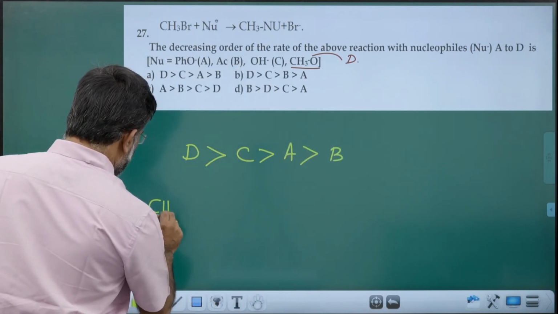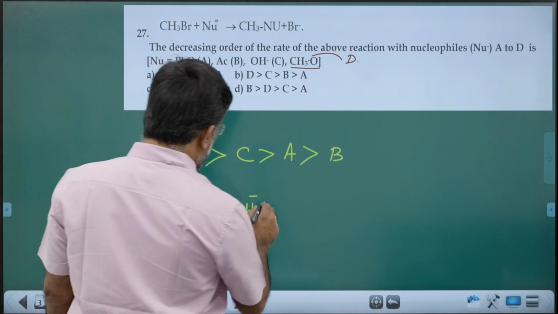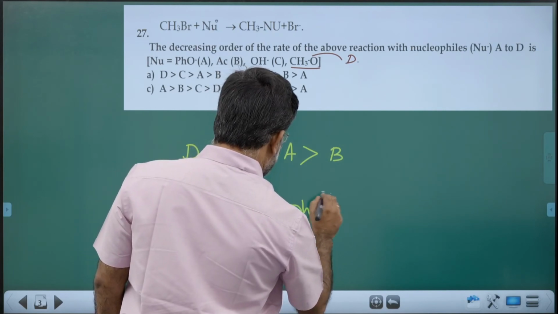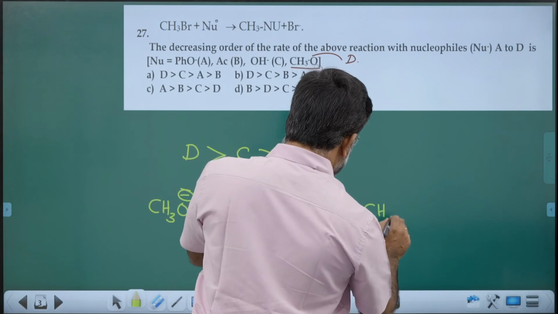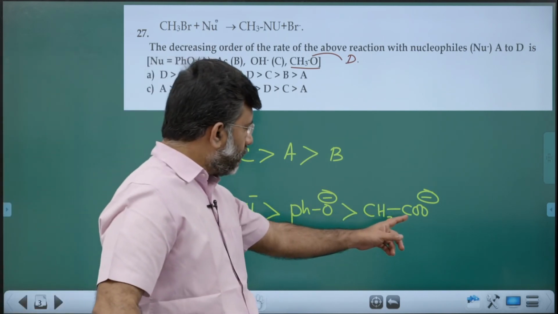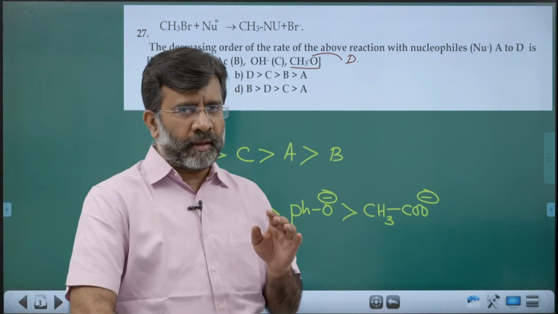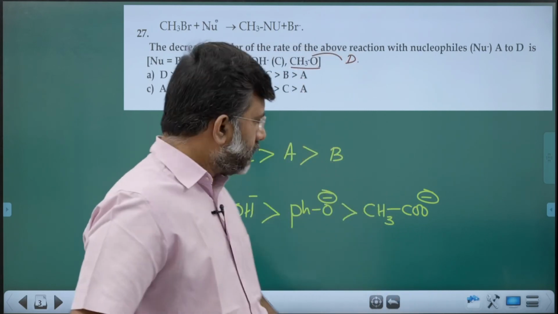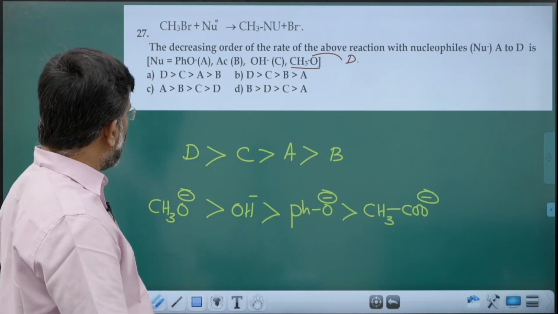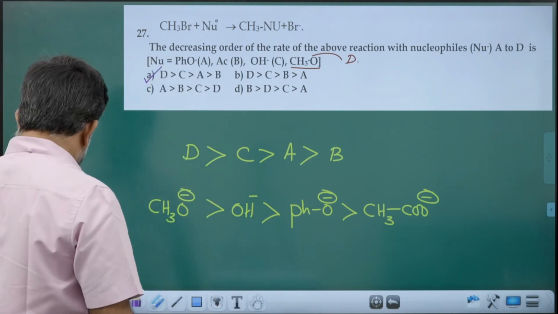Why? Because CH3O minus is a relatively strong nucleophile than OH minus. While out of phenoxide and acetate, phenoxide is stronger, because acetate is relatively weak. Acetic acid is stronger than this. So acetate ion is a weak base and a weak nucleophile, assuming basicity and nucleophilicity parallel. This is a weak base, this is stronger compared, this is much stronger and this is the strongest. So that way you can take DCAB. Option A will be the correct answer.